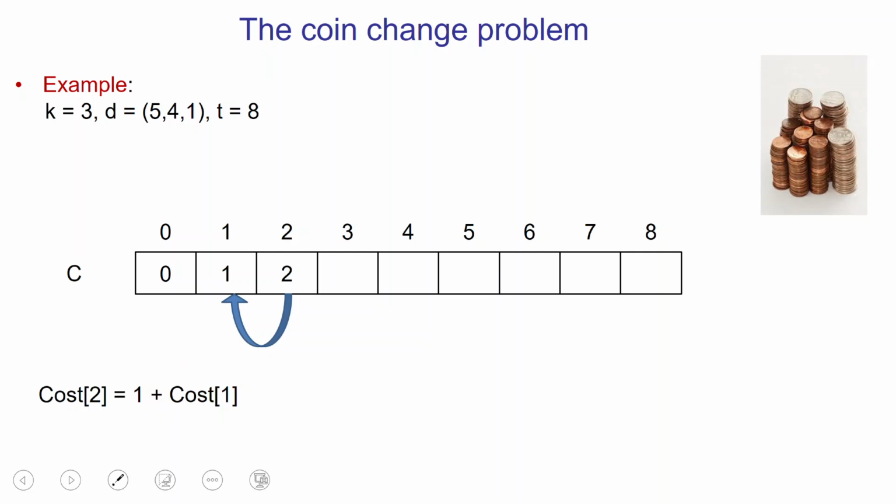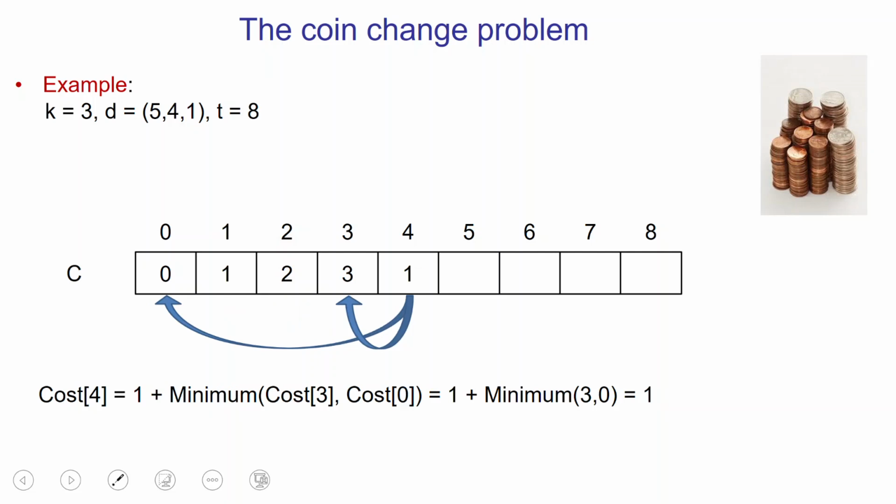Same thing for 2. Okay? The only coin that we can use here is the coin with value 1. So the cost of 2 would be 2. And similarly, the cost of 3 would be 3. Things get more interesting in the case of 4. When you go to 4, then you have multiple choices, okay?